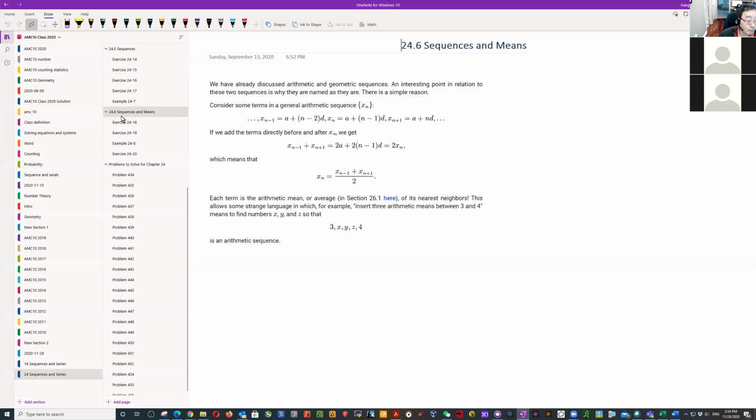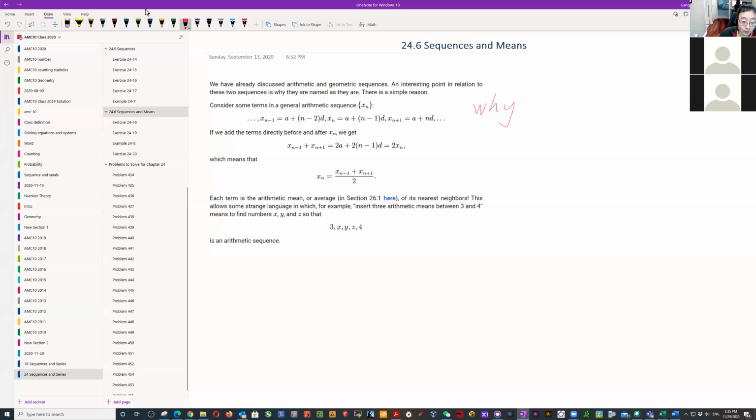Let me finish this part. So this comes to why arithmetic theory is called arithmetic theory, and why geometric theory is called geometric theory. It actually has some meaning. So basically, in an arithmetic sequence, every term is the arithmetic average of adjacent terms.